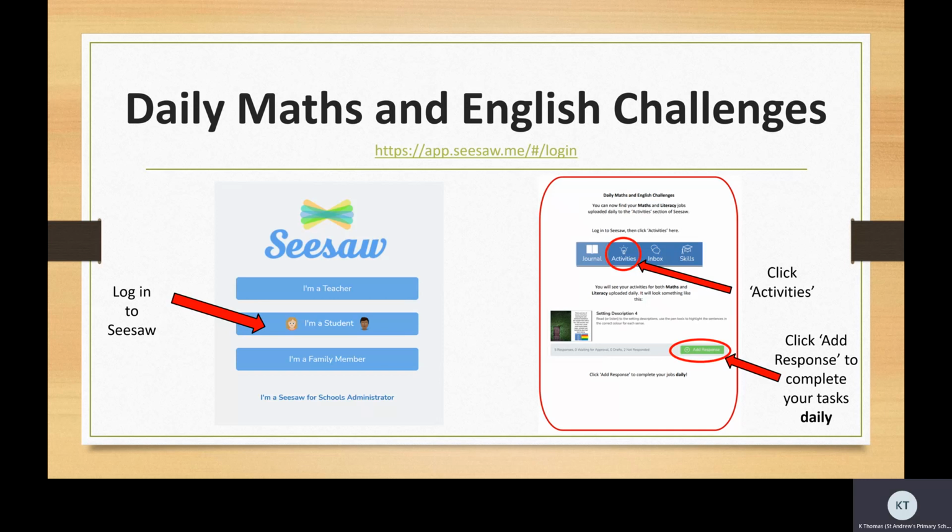Let me just remind you of where to find your daily maths and English challenges and where to respond. First, log into Seesaw. Then, click on Activities. You will see your maths and English tasks. Click on the green Add Response button to add your work into this folder for your teachers. If you get stuck on this page, there is a hyperlink that will take you to the Seesaw page, and then you can follow the instructions step by step.